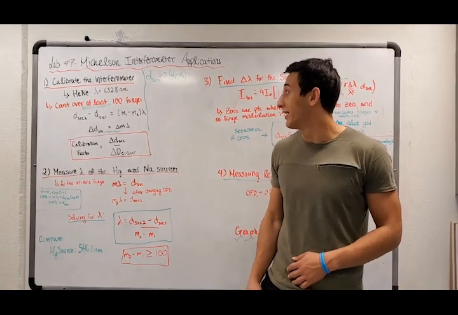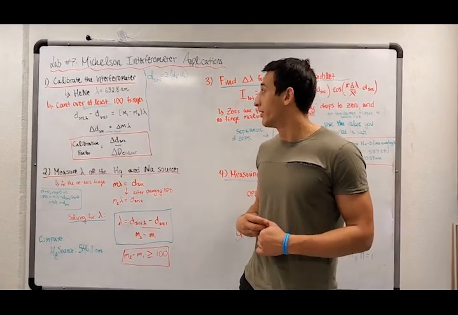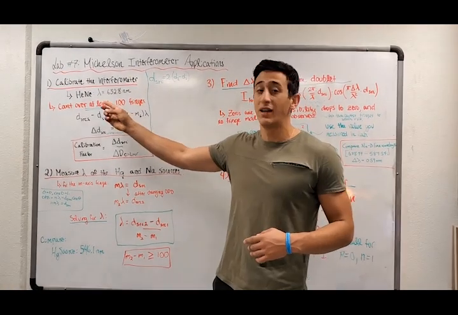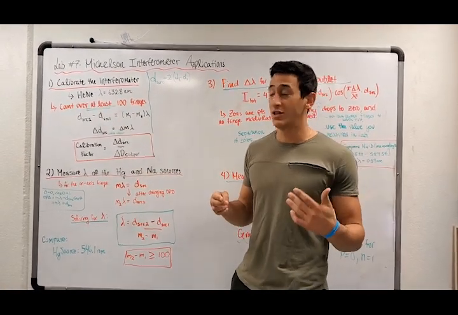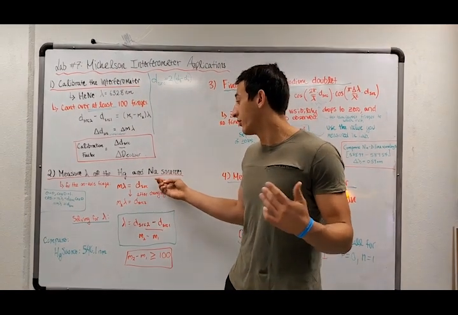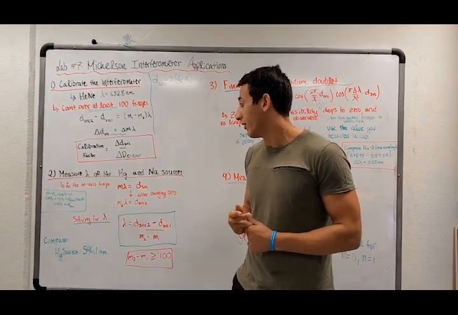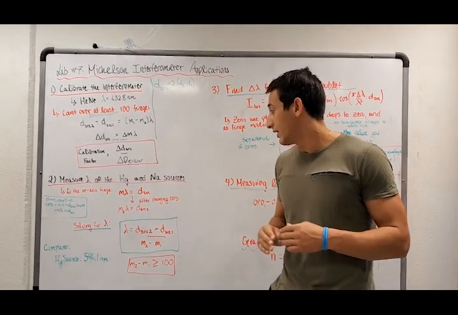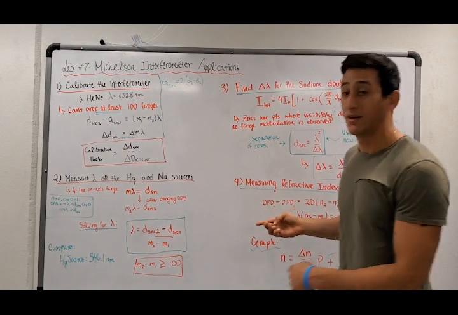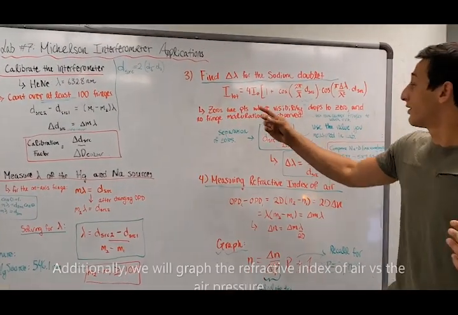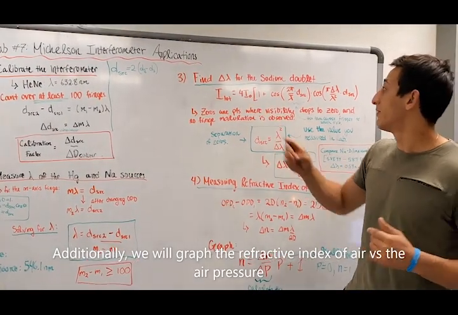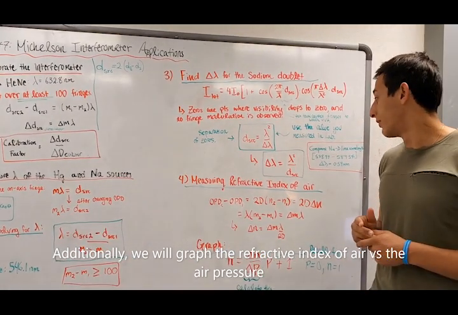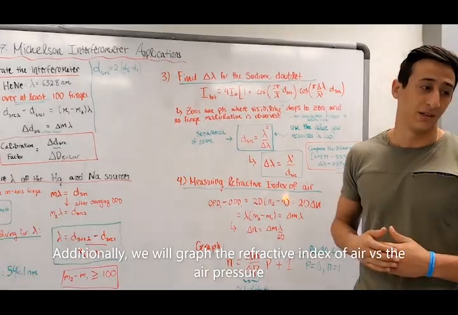Hey, I'm Itay, and in this lab, we're going to first try to calibrate the interferometer using the HeNe laser and count fringes. Then our goal is to measure the wavelength of the Hg and the Na sources using the equation. After that, we're going to find the change in wavelength for the sodium source doublet, and for the end, we're going to measure the refractive index of air.